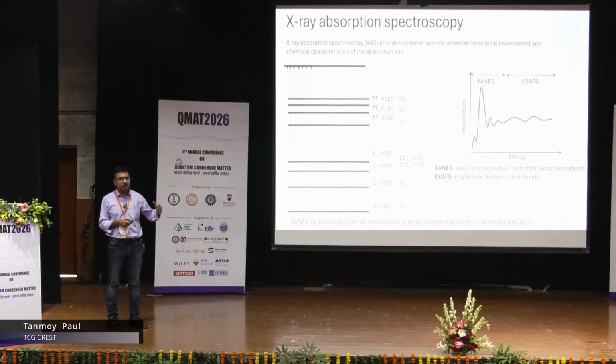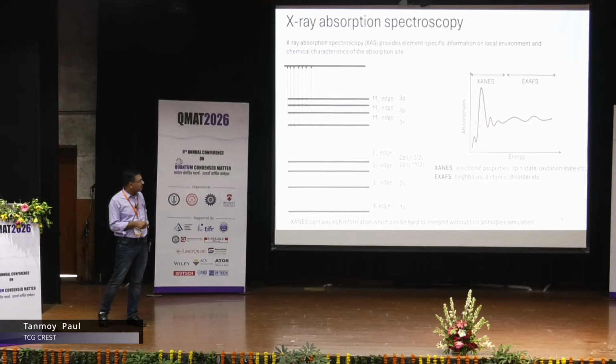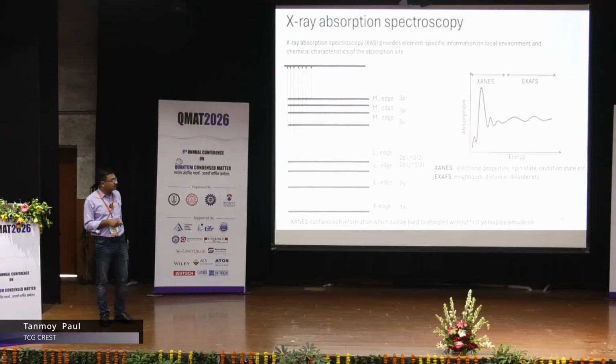And of course the EXAFS basically needs a lot of core level information from the unoccupied parts as well, so that is not even available. So at present we have only information in the XANES, and that is of the order of 50 electron volts that we can have that information.